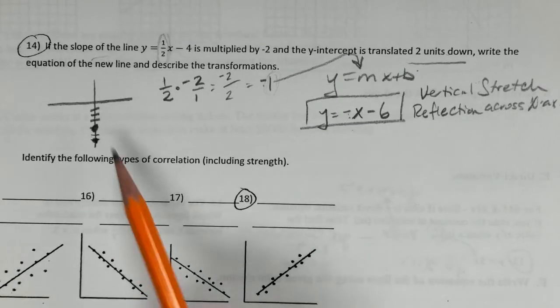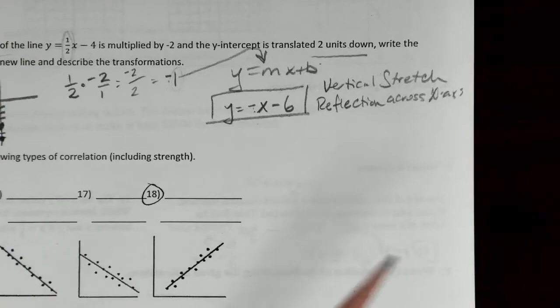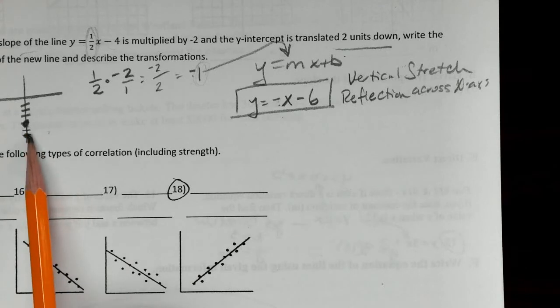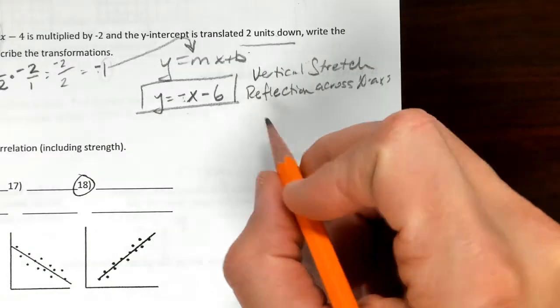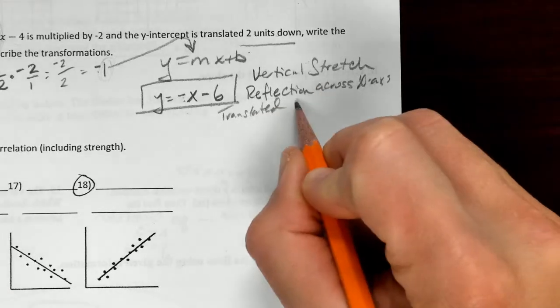Okay, and Rukin said it went from a negative 4 to a negative 6. So what did I do? How did I change? I didn't flip it. It went from a negative 4 to a negative 6. You went down. How many? 2. Yeah. Translated down 2 units. Don't make it harder than it is.